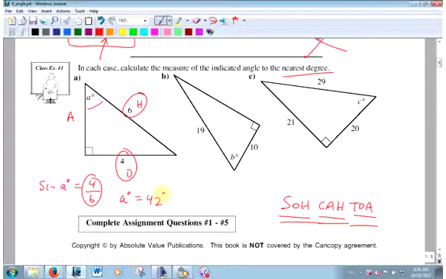Okay? B. Hey, that's not fair. He hasn't given me a triangle with the right angle up in the top right like that. I haven't seen one like that before. That's not fair. Who cares?